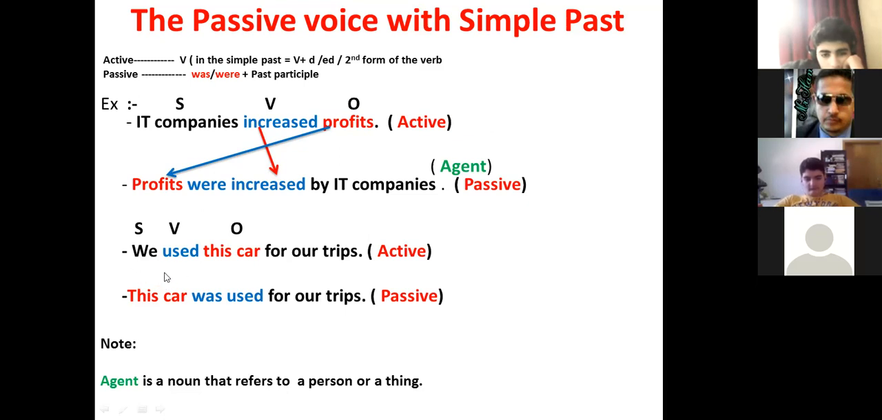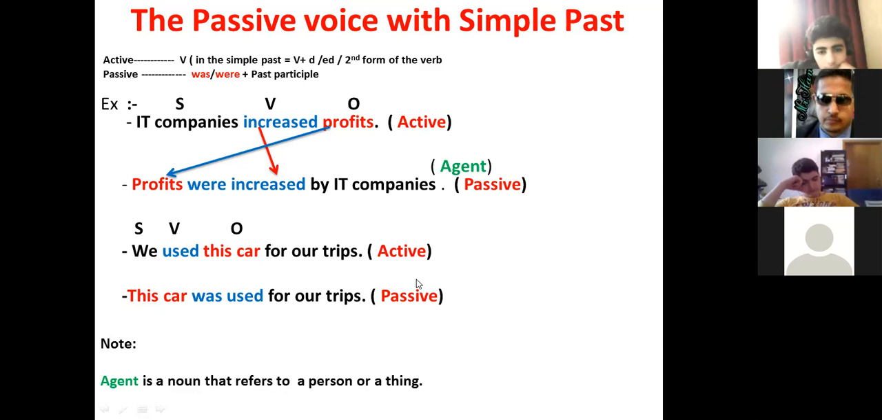Read the second one. We use this car for our trips. How do we change this sentence from active to passive? Is it past continuous? No, this is past simple. Yes. And this car is singular, so we will use was.